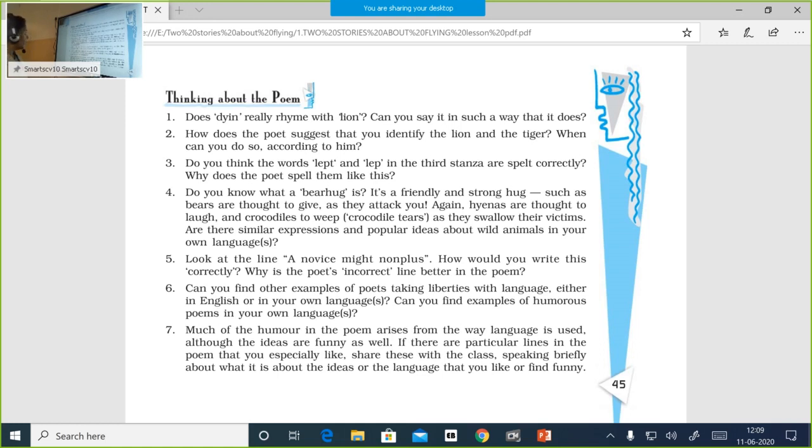Expressions in Malayalam where these animals' names are used and with reference to animals are used in our language. Look at the line, a novice might not bless. Would you write this correctly? Why is the poet's incorrect line better in the poem?